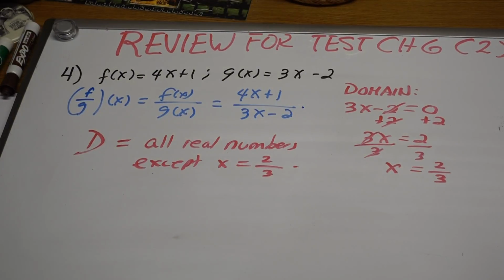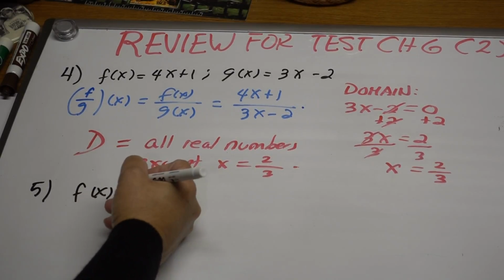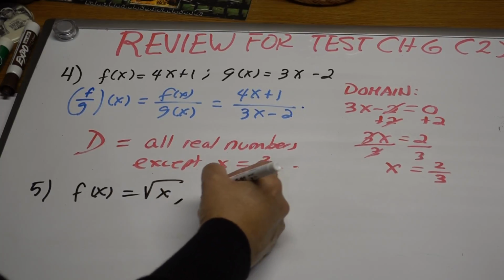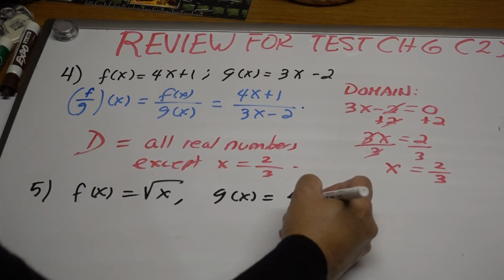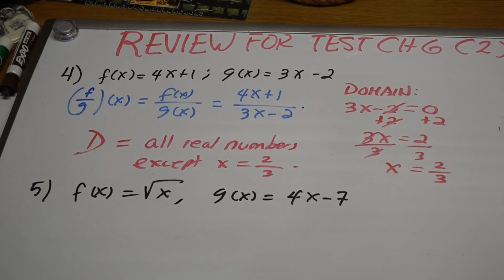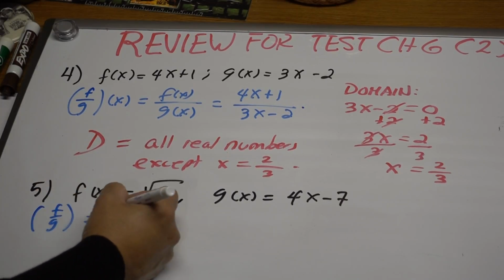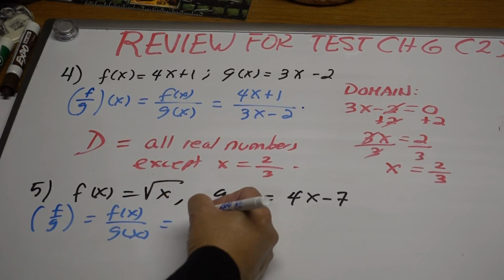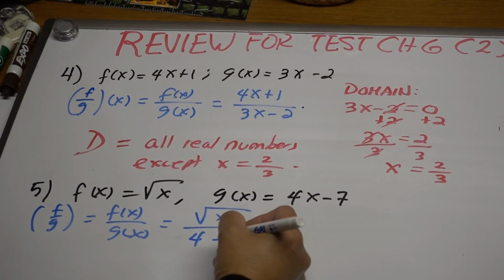Problem number 5 is another division. F of x equals the square root of x, and g of x equals 4x minus 7. We're finding f over g as well. F over g is f of x over g of x. F of x is the square root of x, and g of x is 4x minus 7.